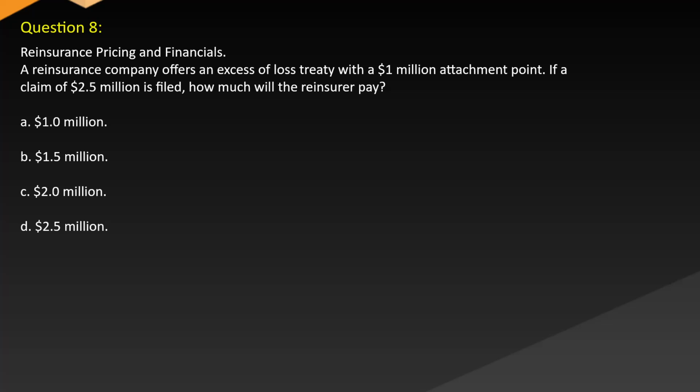Question 8. Reinsurance pricing and financials. A reinsurance company offers an excess loss treaty with a $1 million attachment point. If a claim of $2.5 million is filed, how much will the reinsurer pay? A. $1 million. B. $1.5 million. C. $2 million. D. $2.5 million.